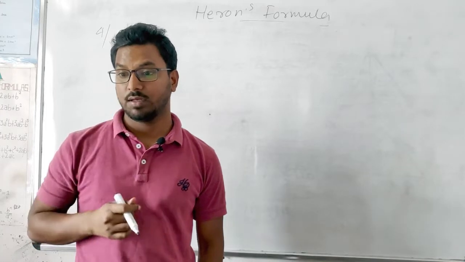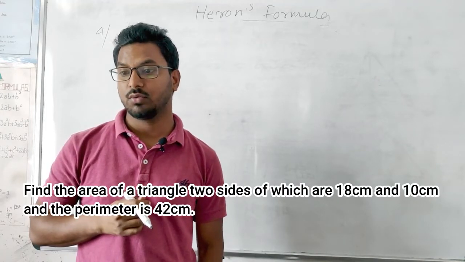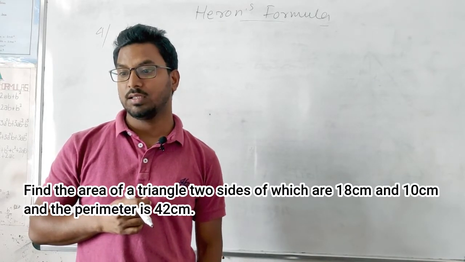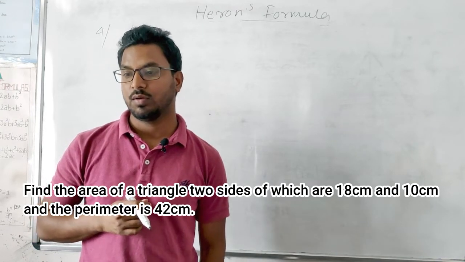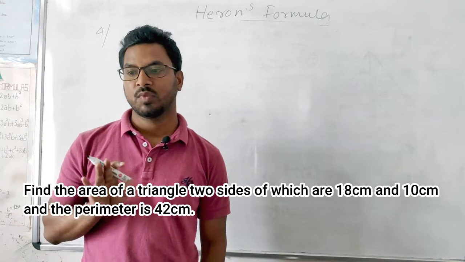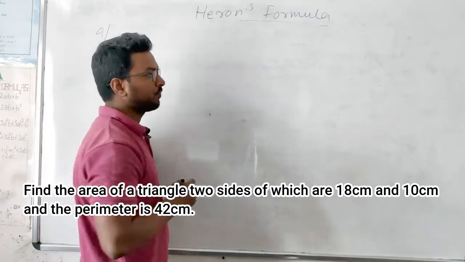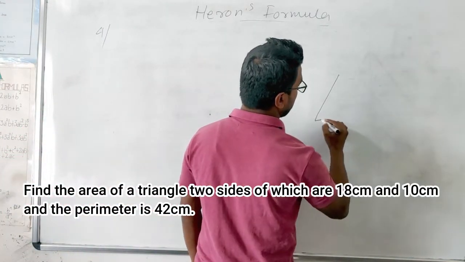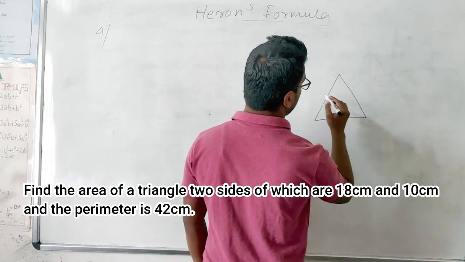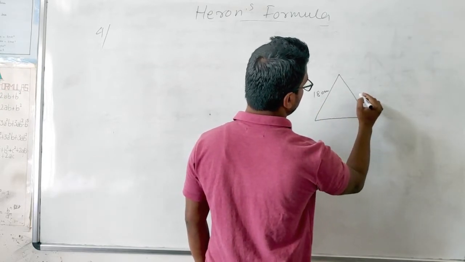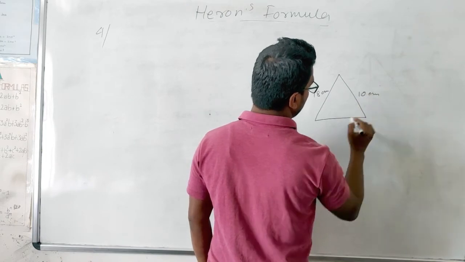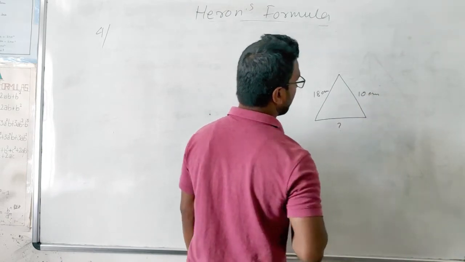Next question is given. Find the area of a triangle, two sides of which are 18 centimeter, 10 centimeter, and the perimeter is 42. Perimeter is already given. The two sides are given, how much each? Suppose this is the triangle. 18, 10. We don't know the third one.